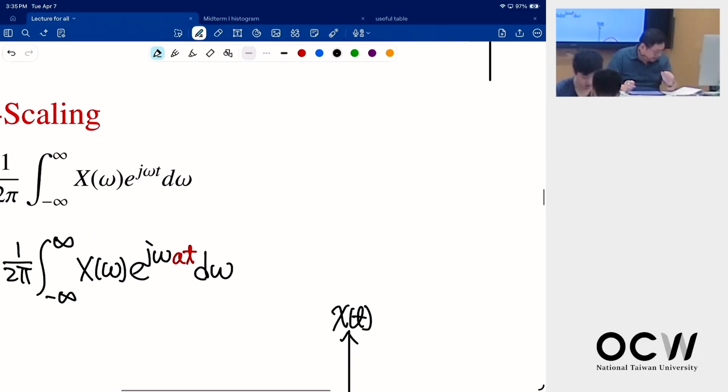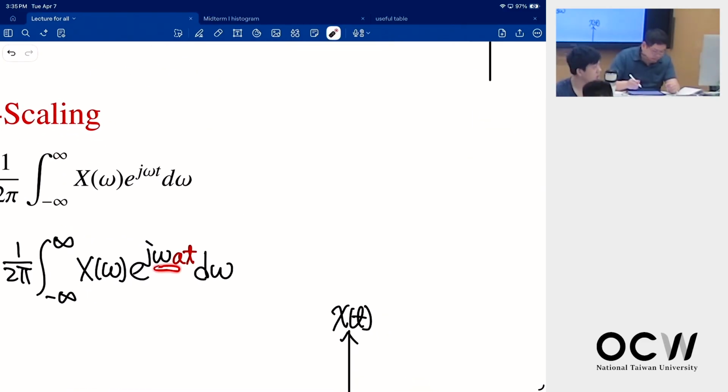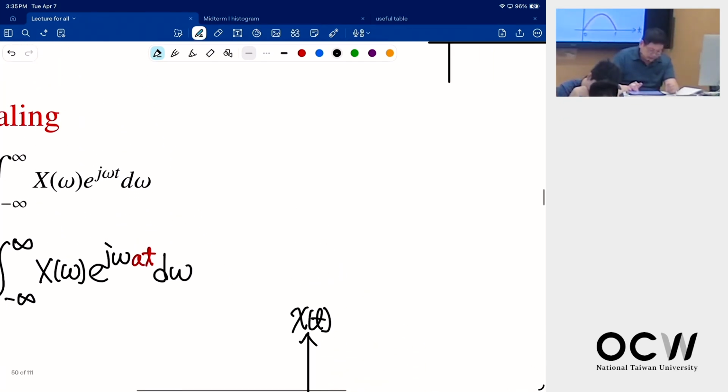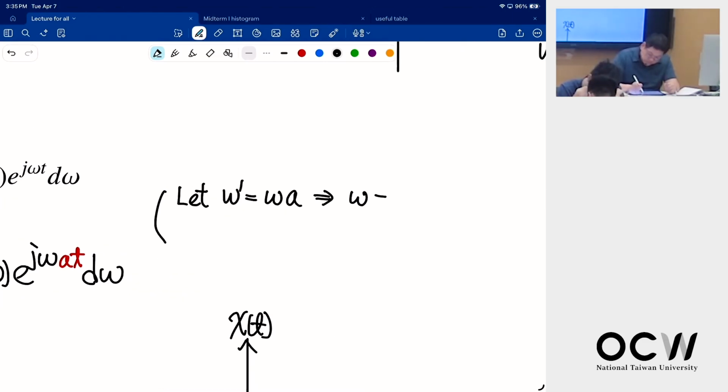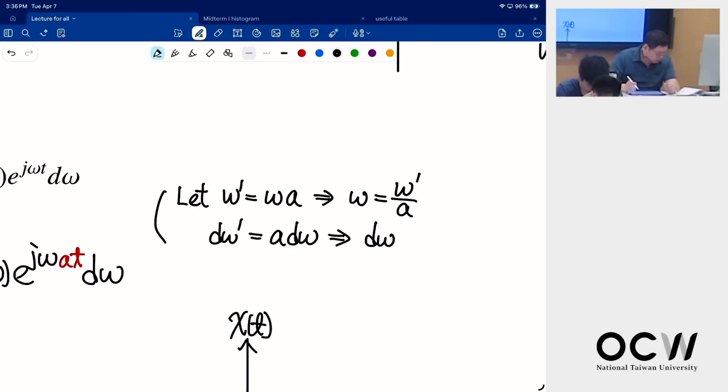Let's have omega prime equal a omega. So now omega a here becomes another omega, we say omega prime. Let's put here that omega prime equals omega a, which means omega becomes omega prime over a, and then d omega prime equals a d omega. So d omega becomes d omega prime divided by a.